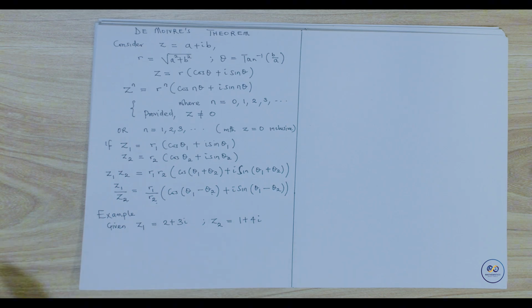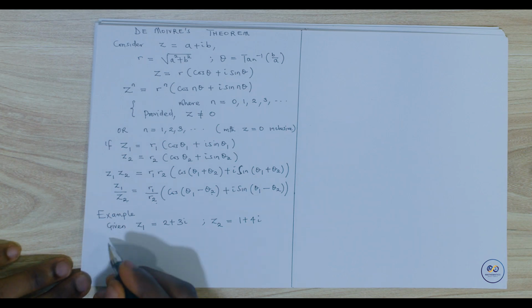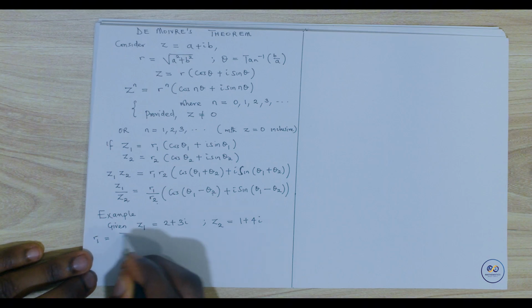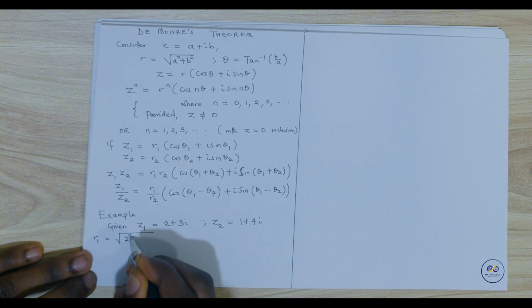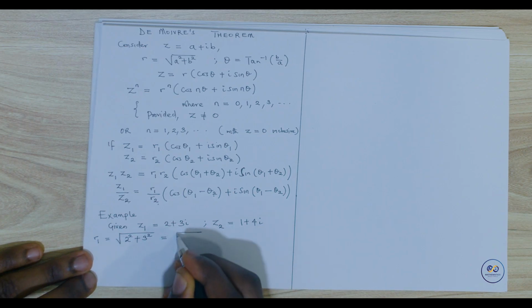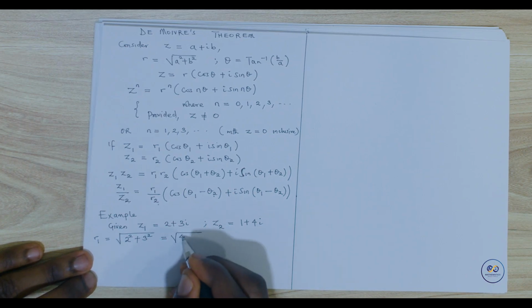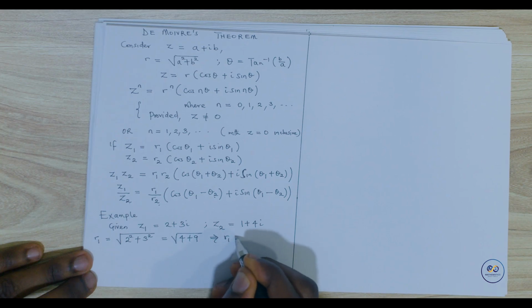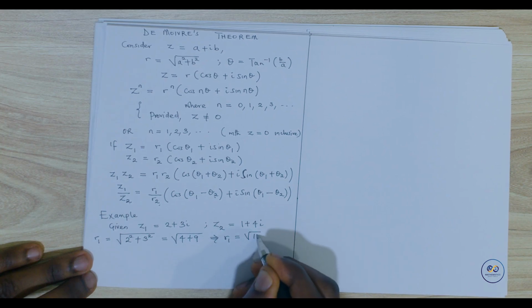So if we have these two formulations here, let us first and foremost proceed to find their respective modulus and arguments. In the case of R1, we would have the square root of 2 squared plus 3 squared, which would give us the square root of 4 plus 9, which of course implies that R1 would be equal to the square root of 13.